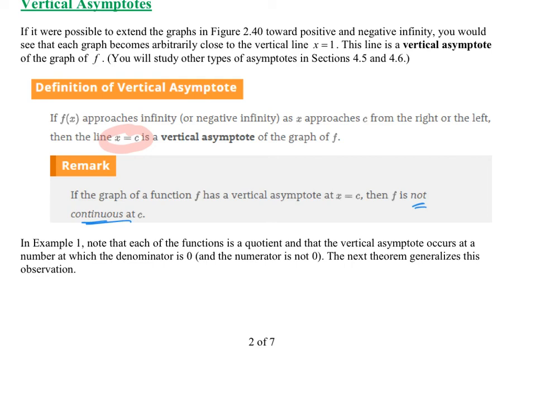Okay, so what are they saying? To find vertical asymptotes, it's where the denominator of a rational function equals 0. But that's not quite right, so let's go to the next page to discuss that theorem.